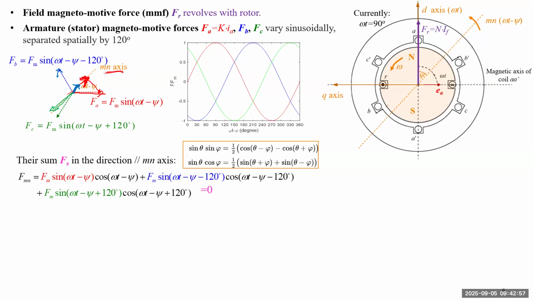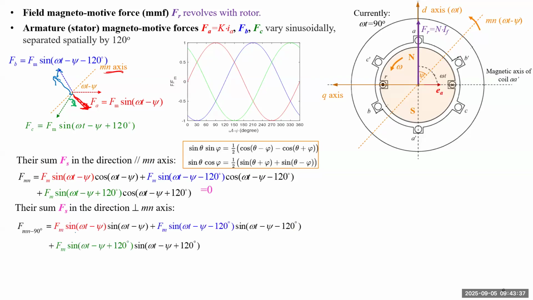So the first item is gone. For the second item, we calculate their components in the orthogonal direction. So for FA, we're going to find this component, for FB it will be about this component, and FC will be this component. Each one will multiply by sine angle.